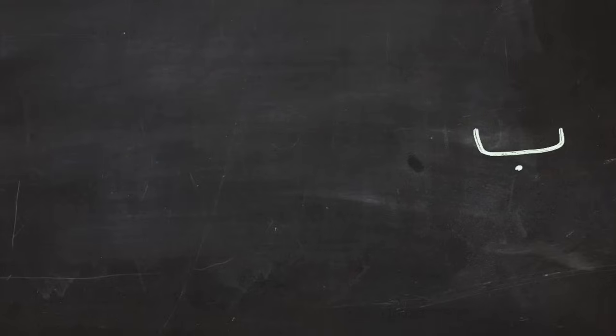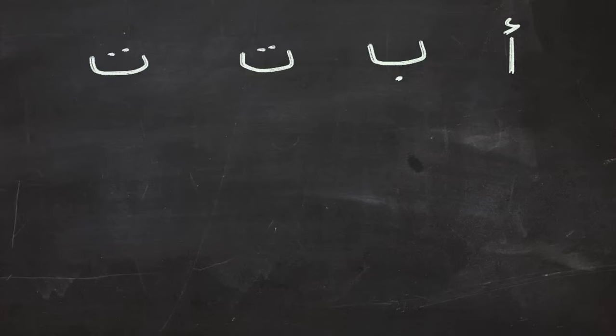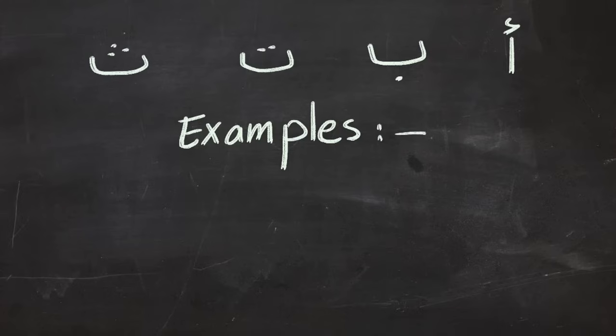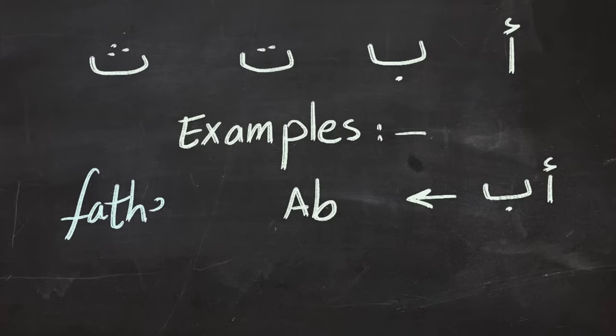So far we've covered 4 letters, the alif, ba, ta, tha, and we're going to have some examples to be able to read your very first words in Arabic. We're going to make some simple words using these 4 letters, like the word ab. Ab. And this is how it is pronounced in English. Ab. And it means father. Ab means father.